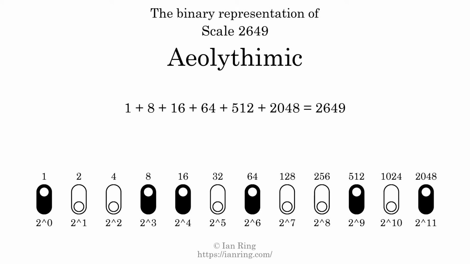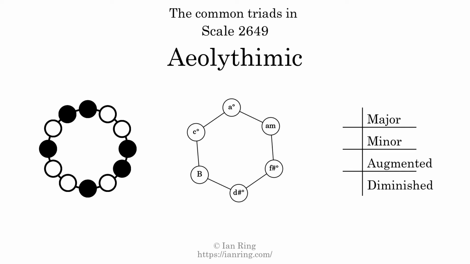2649. The scale number not only enumerates the scale with a unique index, but it also literally describes the tonal content of the scale. Represented as a binary number in base 2, the scale number is 101001011001. Here are the common triads present in this scale.